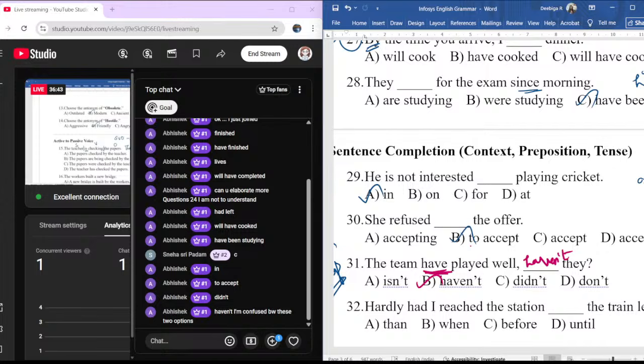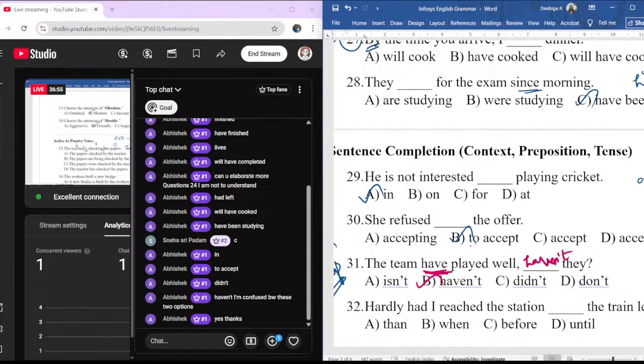When you are not sure about something, you ask a question. Did the team play well? Or have the team played well? Or did you have dinner? But when you're sure about something partially, you ask to confirm. Okay, I'm happy you got it. You're welcome, Abhishek. Let's just continue with the other question.